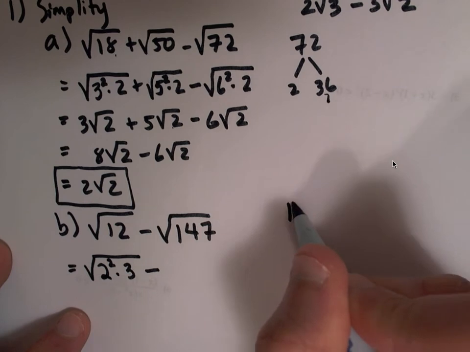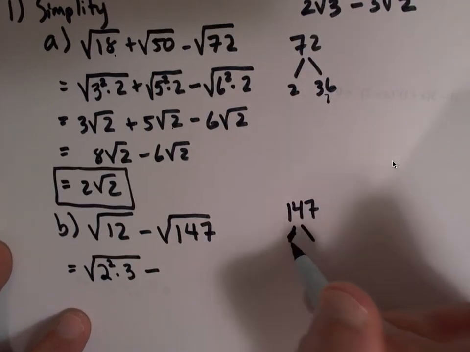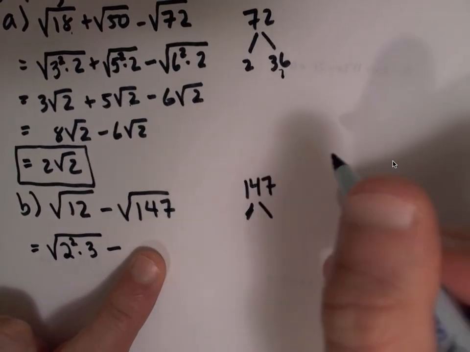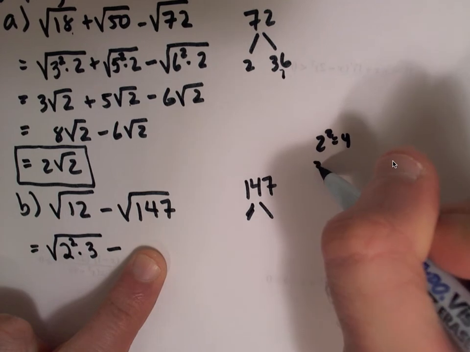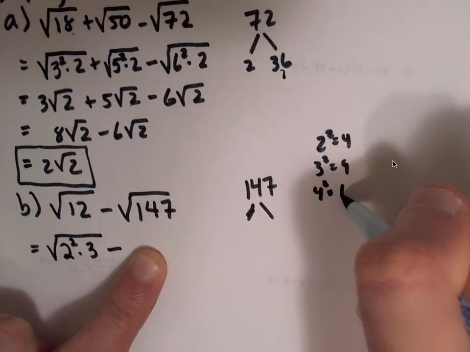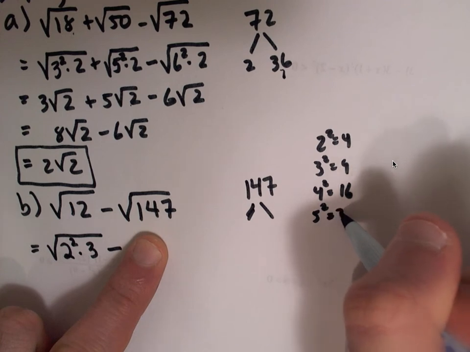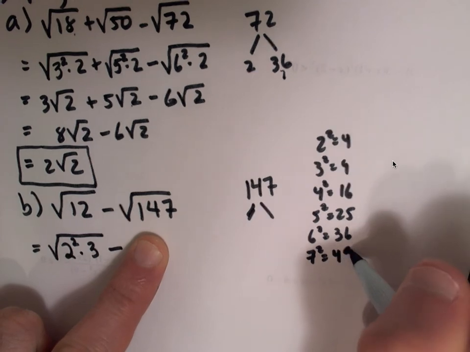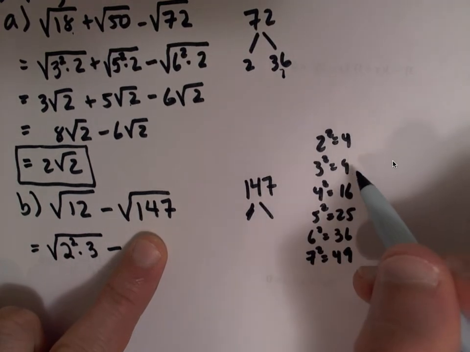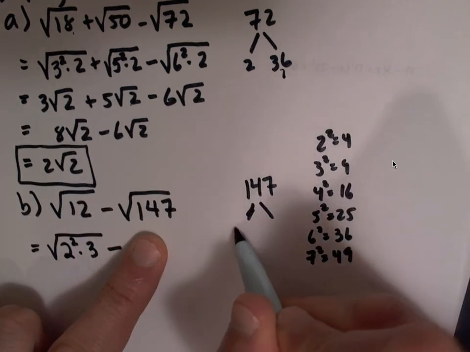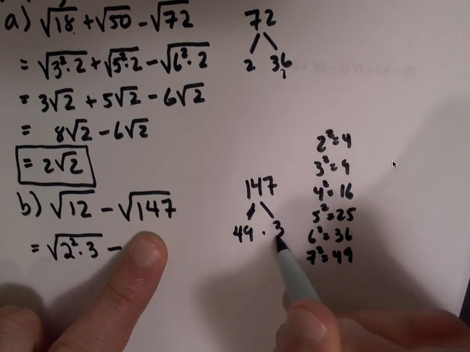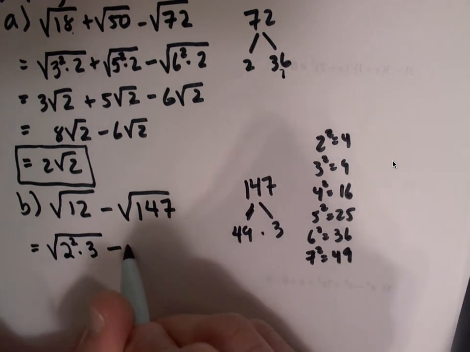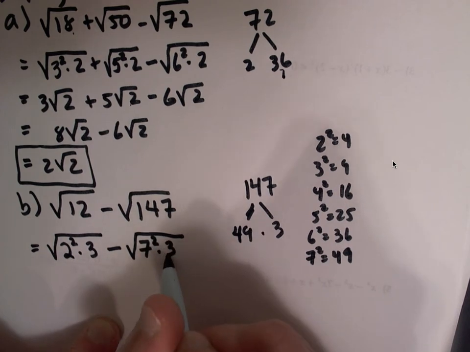Again, 147. 147 is a little bit trickier. How can this guy factor? And if you get stuck, just start listing out your perfect squares. What are our perfect squares? Well, 2 squared is 4. 3 squared is 9. 4 squared is 16. I don't think any of these go in there yet. 5 squared, 25. 6 squared, 36. 7 squared, 49. And hopefully maybe some guessing and checking is involved, but 49 does go into 147, 49 times 3, because 50 times 3 is 150, so 49 times 3 is 147.